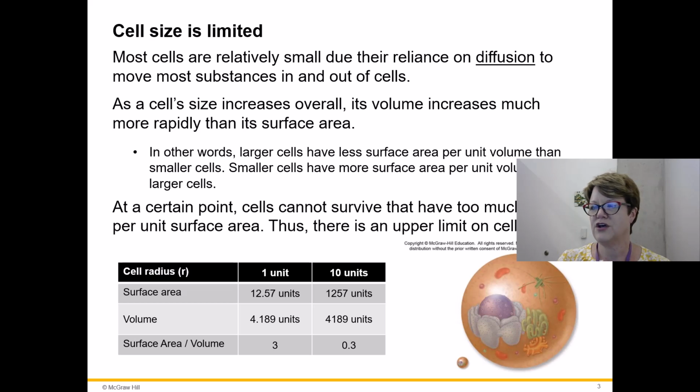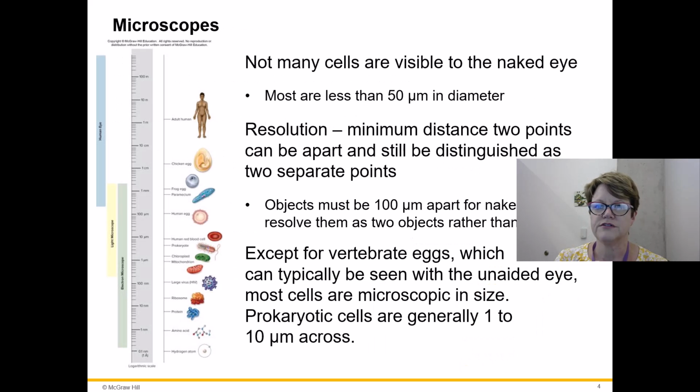So most cells are 50 micrometers, maybe 100 micrometers, down to about 1 micrometer. So you're sort of in the 1 to 100 micrometer range for cell size. So in this slide, it says not too many cells are visible to the naked eye. They're microscopic. And I wrote most are less than 50 microns in diameter.